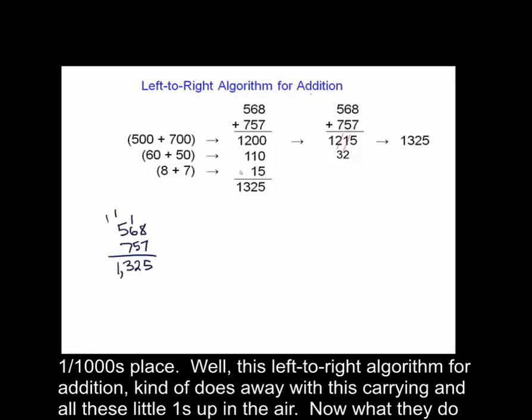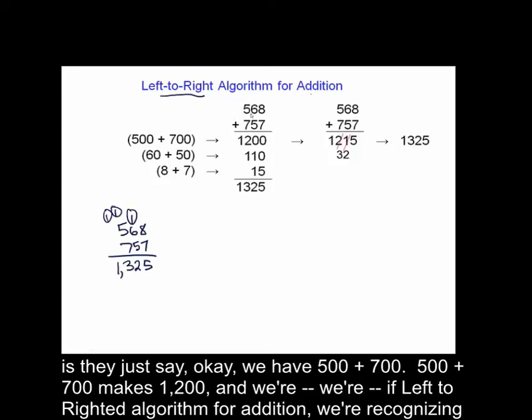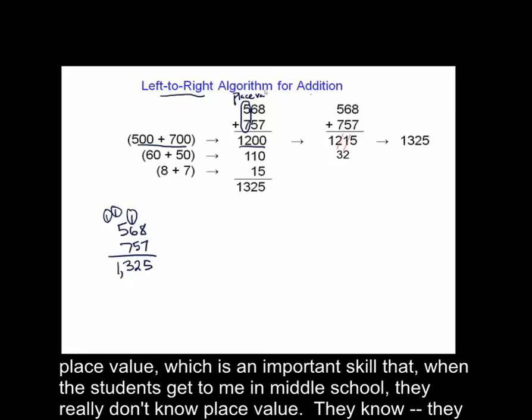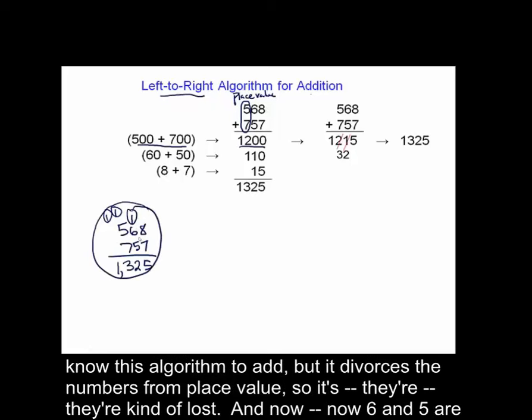Well, this left to right algorithm for addition kind of does away with this carrying and all these little ones up in the air. What they do is they just say, okay, we have 500 plus 700. 500 plus 700 makes 1200. We're recognizing place value, which is an important skill that when the students get to me in middle school, they really don't know place value. They know the traditional algorithm to add, but it divorces the numbers from place value, so they're kind of lost.